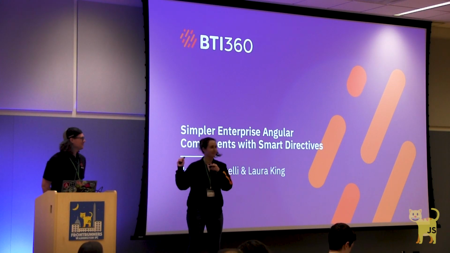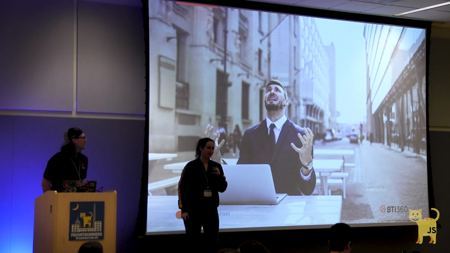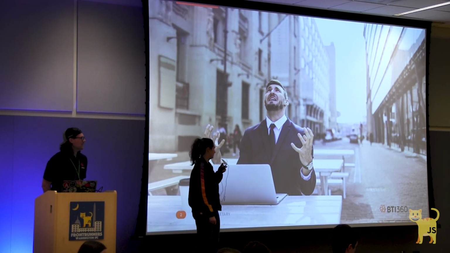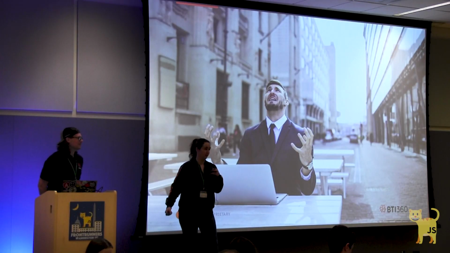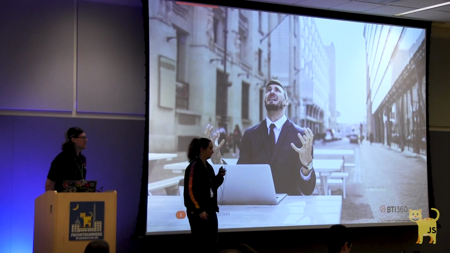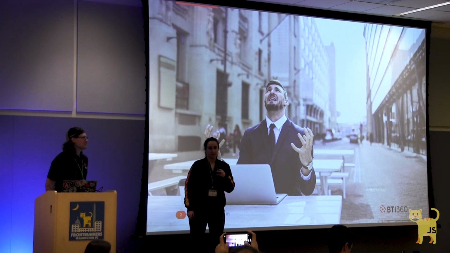So about a year ago, we were really frustrated. We thought we were doing everything right. We were managing our state with smart components. We were trying to make our app extensible and reusable. And no matter what we did, our smart components just kept growing and growing and growing and becoming these unmanageable beasts.